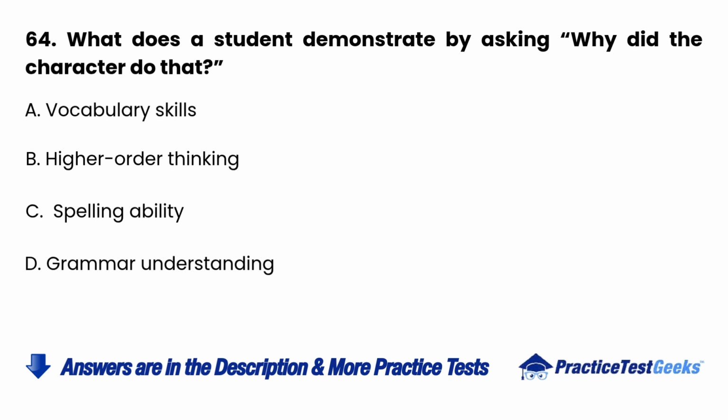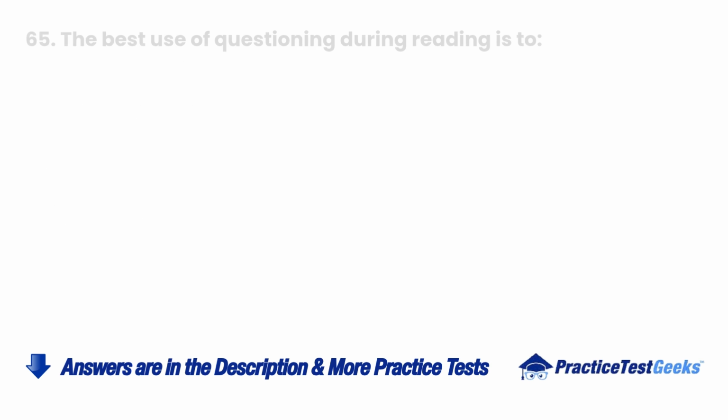64. What does a student demonstrate by asking why did the character do that? A. Vocabulary skills. B. Higher order thinking. C. Spelling ability. D. Grammar understanding.